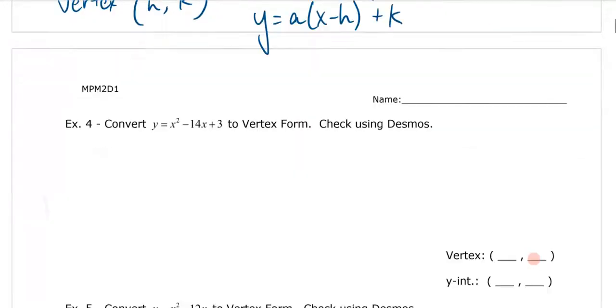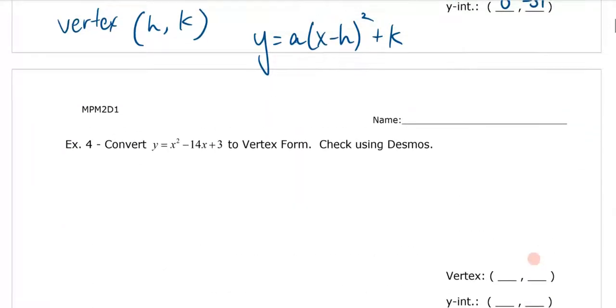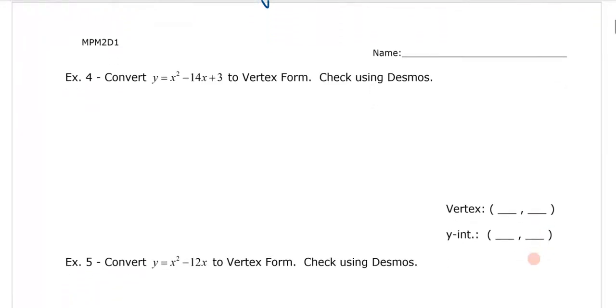What if we were going backwards? How are we going to convert this to vertex form? So if you had standard form, well, standard form has a y-intercept of 0 and 3. So if I wanted to convert this to vertex form, I would need the vertex, first of all. So let's find the x-coordinate of the vertex. So negative b over 2a. Well, okay, so b is negative 14.